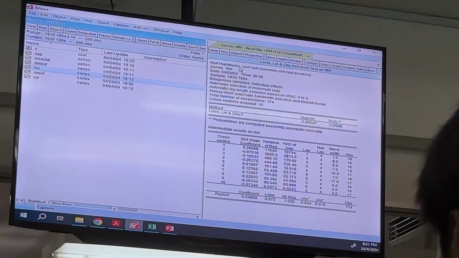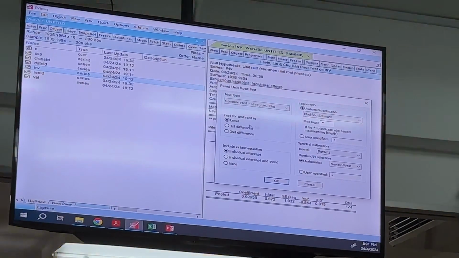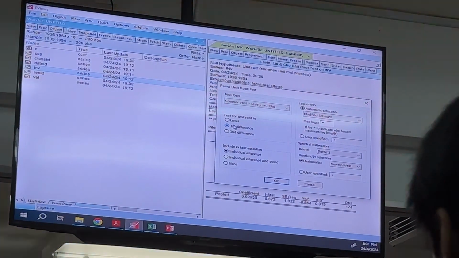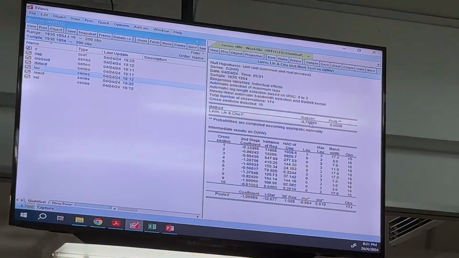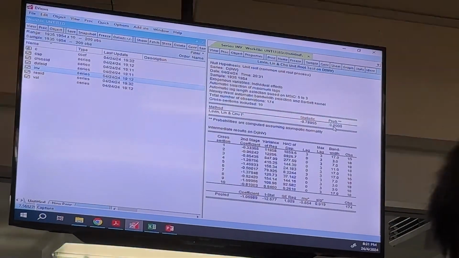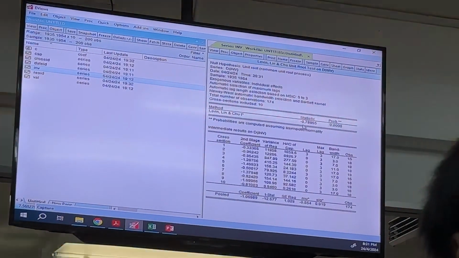You go to View, like what you did for time series, then go to cross-sectional independence, then check for first difference. Is my investment stationary at first difference? Then you click OK. The test statistic now is negative 8.7, and the p-value is significant. So you can conclude that your series is first difference stationary. It's not stationary at level, but first difference stationary. So I can say investment is I(1).